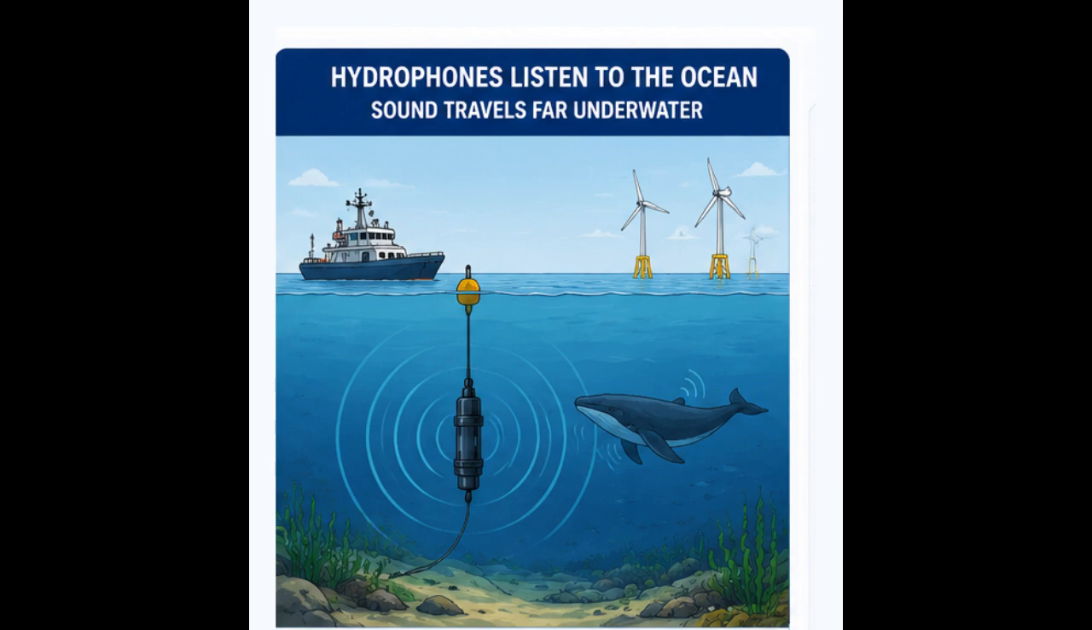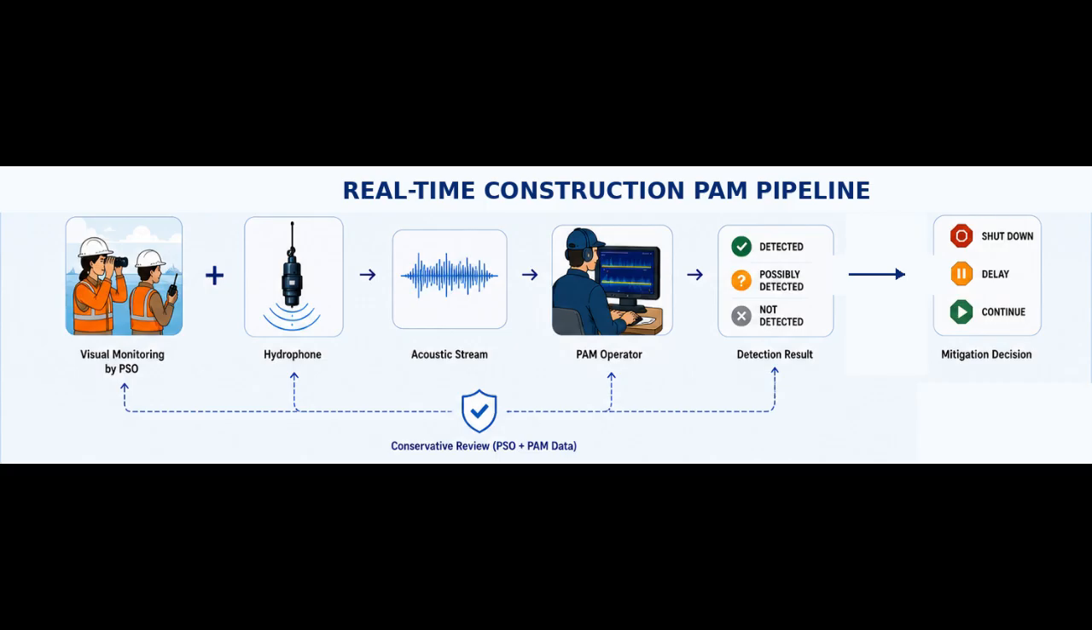A useful way to think about this is that visual monitoring gives you very specific observations when conditions allow. PAM gives you continuous listening records, including at night and during poor visibility. Neither replaces the other, they work together. Visual and acoustic monitoring are complementary, not redundant. But here is the key point: PAM is not one workflow, it is two major workflows that often get collapsed into the same phrase. Pipeline one is construction monitoring.